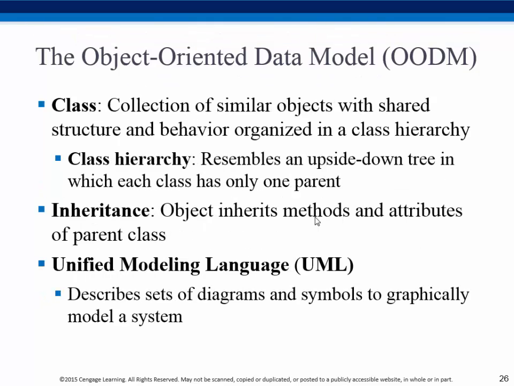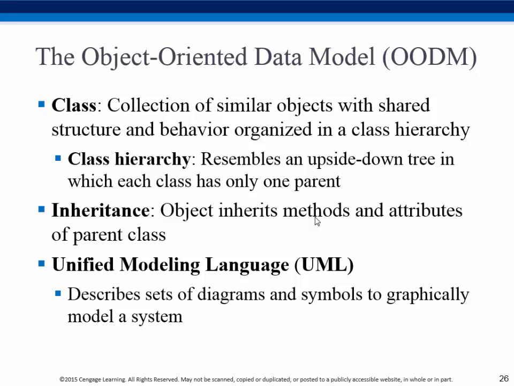Objects that share similar characteristics are grouped in classes. A class is a collection of similar objects with shared attributes and behaviors or methods. In a general sense, a class resembles the ER model's entity set. However, a class is different from an entity set in that it contains a set of procedures known as methods.